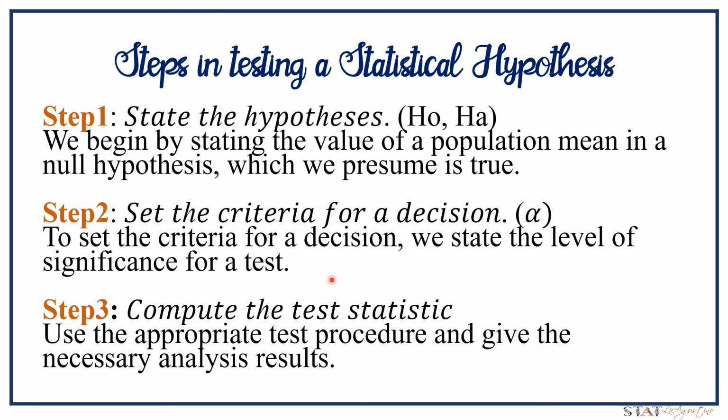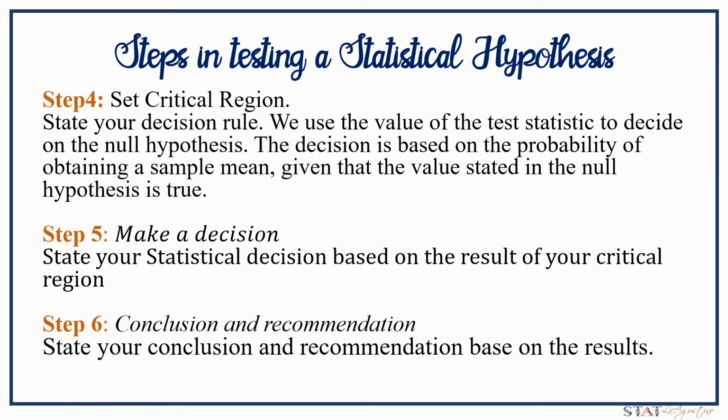So use the appropriate test procedure and give the necessary analysis results. Sometimes we don't have to present all our manual calculation. We just have to present the necessary analysis results. So this is our step three, computing our test statistics. And then for step four, that is our critical region. So that is the rejection or the acceptance region.